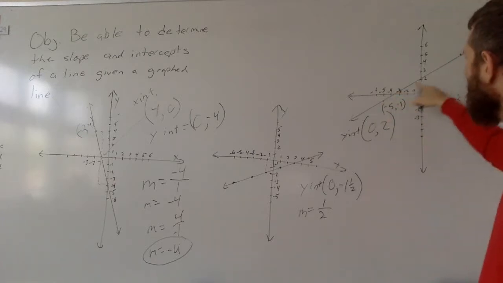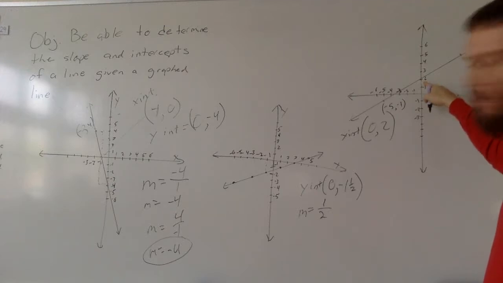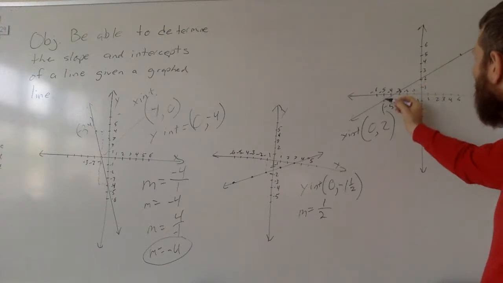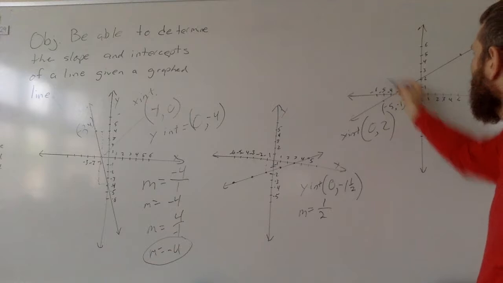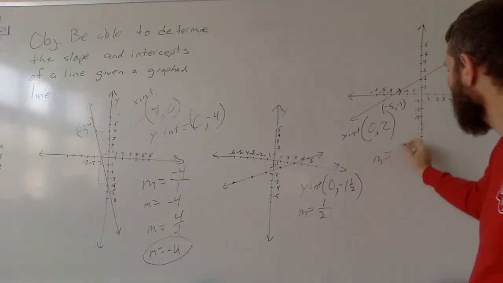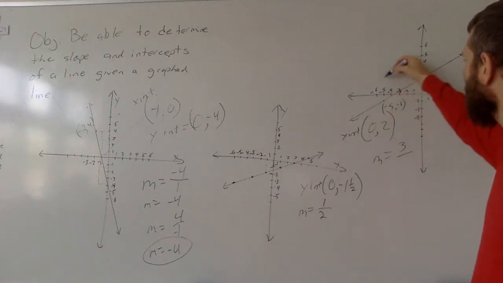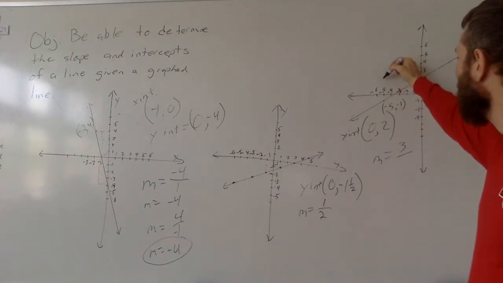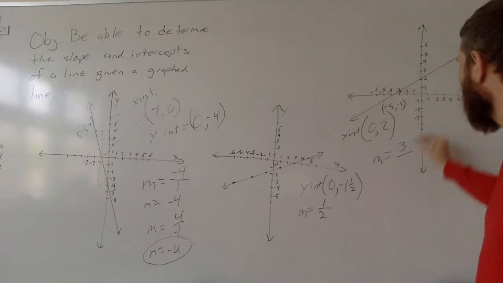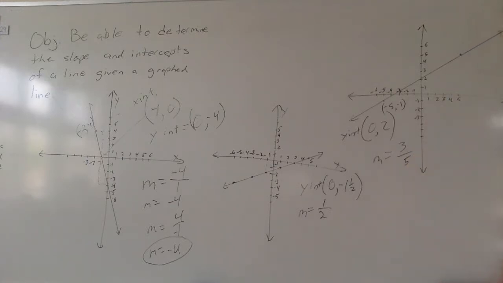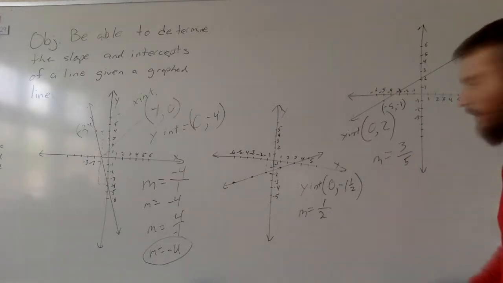Okay, so I'm going to move from this point to this point to find the slope. So in order to do that, I need to go up 1, 2, 3. That's a rise of +3. And I need to go, run is right 1, 2, 3, 4, 5. So in a positive direction, my slope is 3/5.